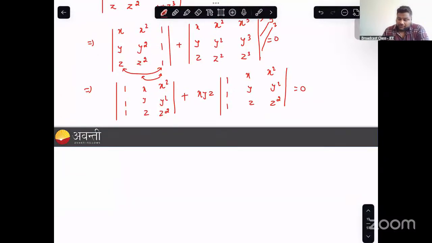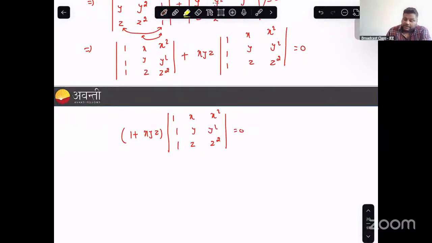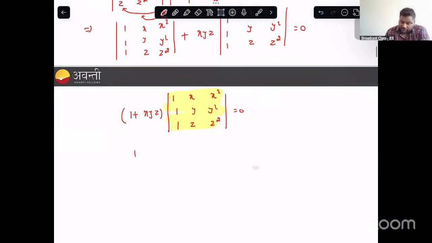Now from both of them, take this determinant common: 1, x, x square; 1, y, y square; and 1, z, z square. And in the bracket, it is 1 plus xyz. This value goes 0. Now, yesterday only, I told you the expansion of this determinant. Yes or no?